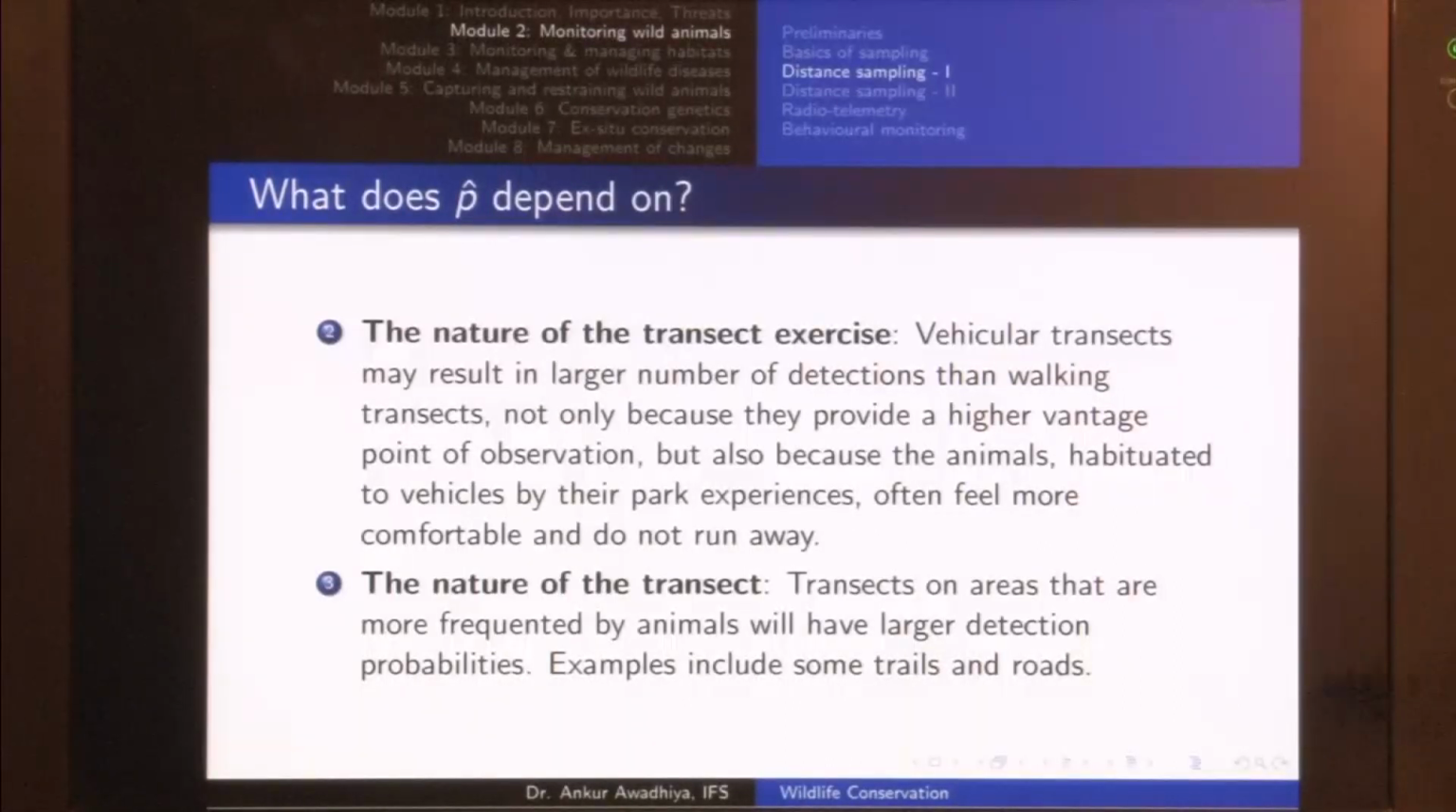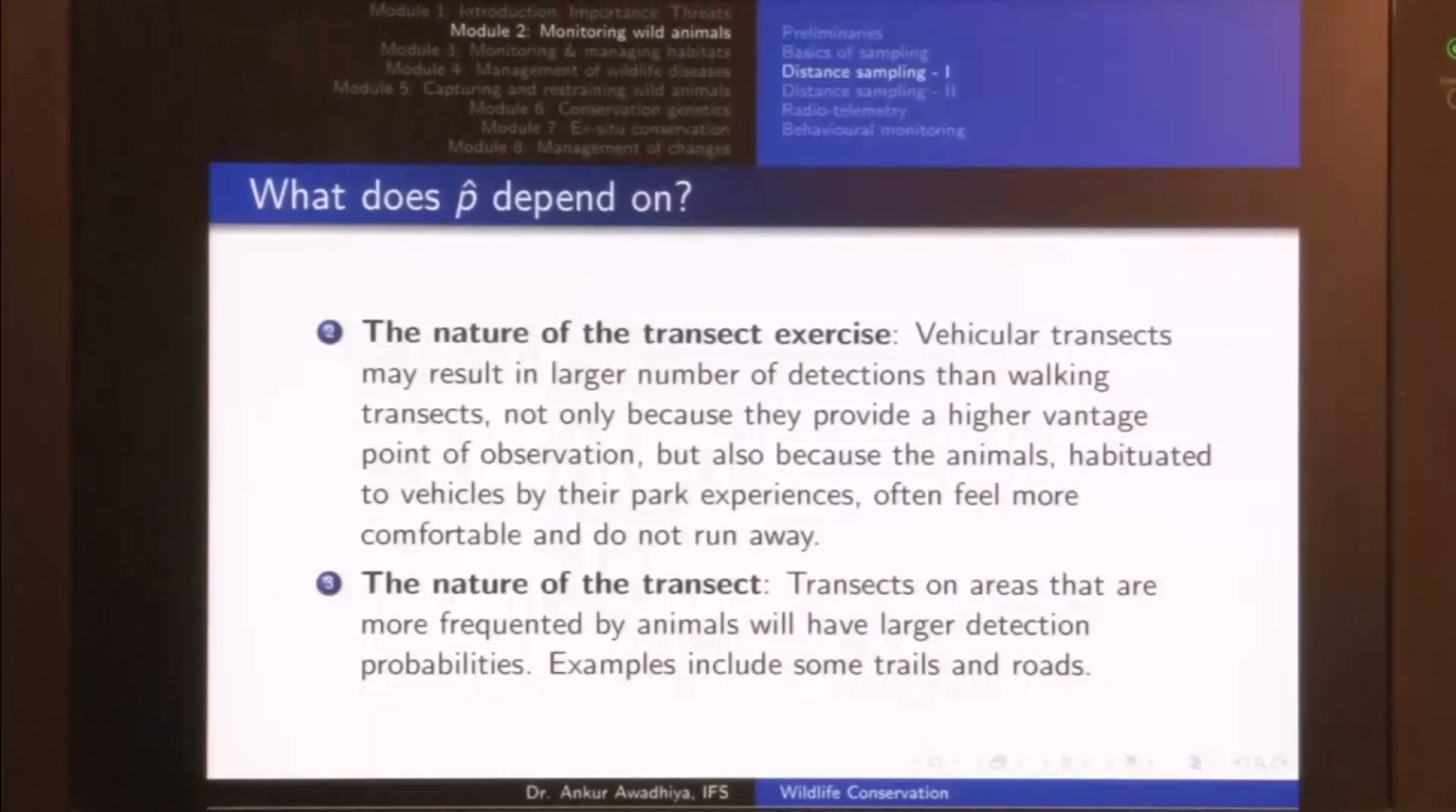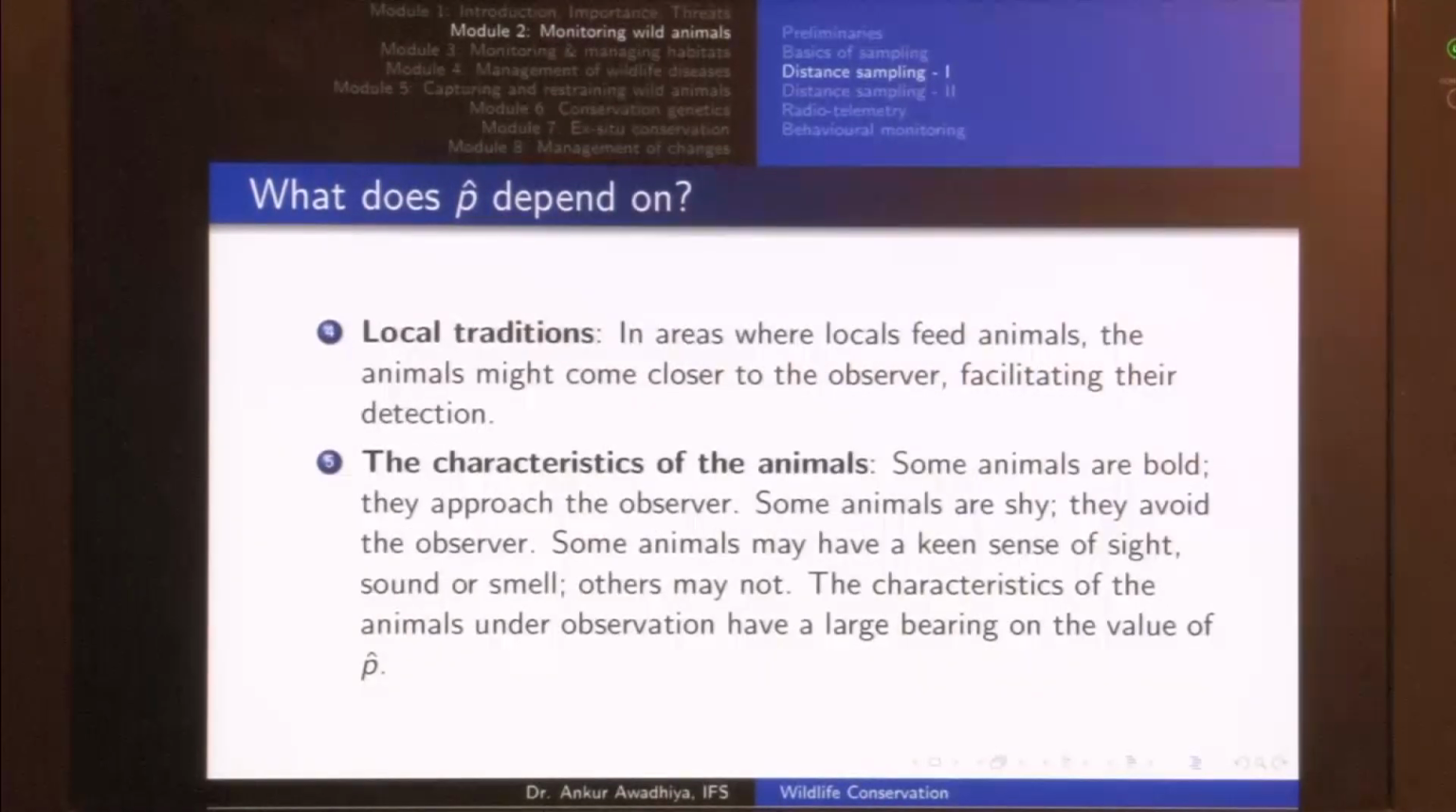So, transits on areas that are more frequented by animals will have larger detection probabilities. So, for instance, there are some animals that prefer walking on the roads. So, if you are walking on the roads, you will have a much greater detection of animals, just because you have the animals that are concentrated there. P hat also depends on the local traditions. So, if there are some areas in which the locals regularly feed animals, and if you are walking in those areas, then the animals are already habituated to the sight and smell of a human being. So, they will come closer to you, and so they will facilitate their detection.